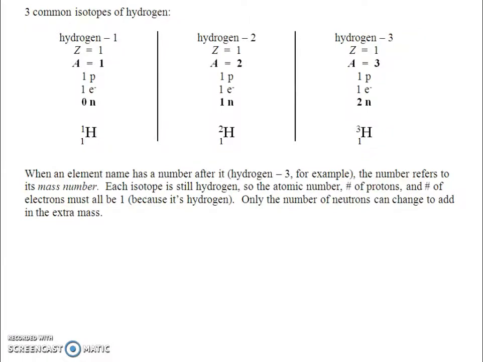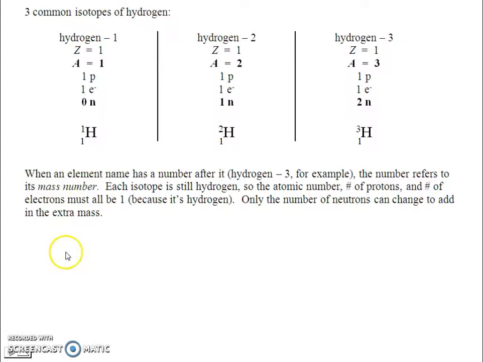Okay, so again, the whole idea of isotopes is that we're looking at the same element, but with different amounts of mass. Since the protons can't change, because that would change the element, we're talking about different numbers of neutrons. That's what's described here. So here's hydrogen 1, hydrogen 2, hydrogen 3. These are isotopes of hydrogen. As it tells you here, the number after the name refers to its mass number, so it's always going to be a whole number.